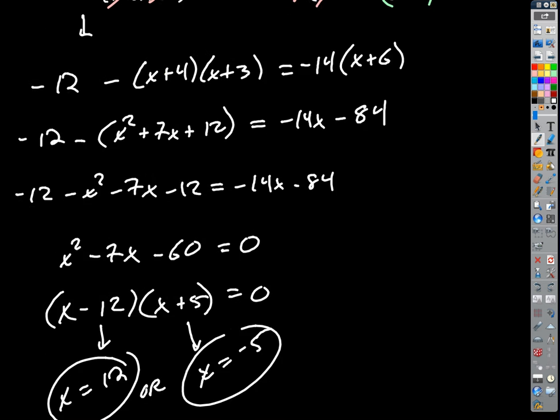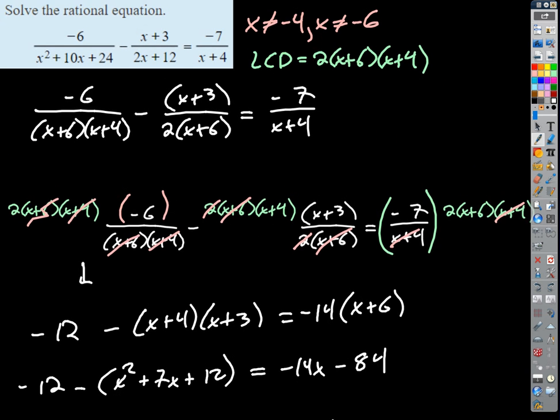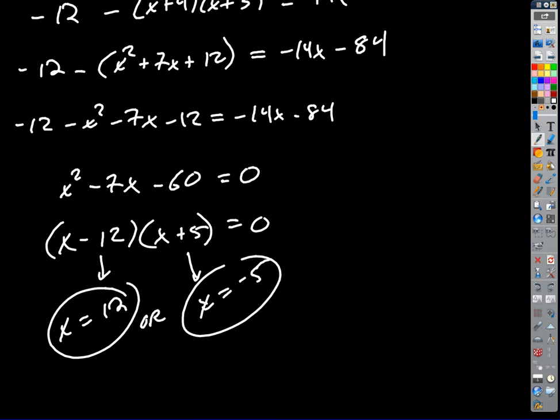Excluded values. Okay, I have to check the excluded values. The excluded values are negative 4 and negative 6, so those solutions are both viable. We keep both of those. But if I got a solution back here that was an excluded value, it wouldn't count. I'd have to get rid of it, right?